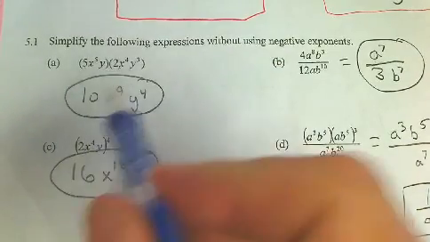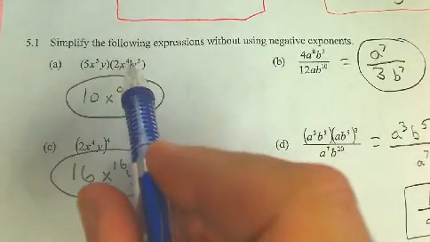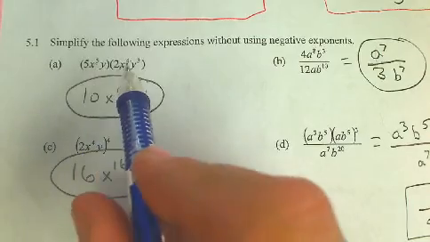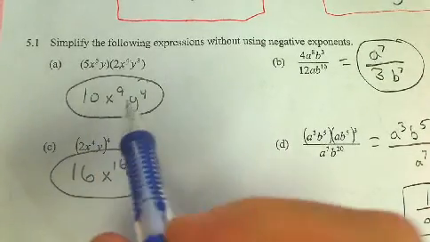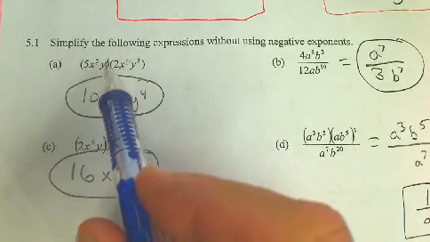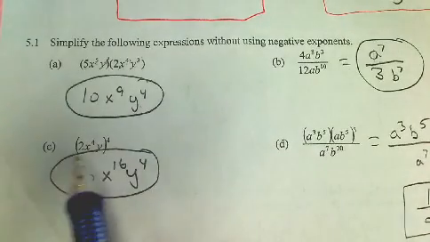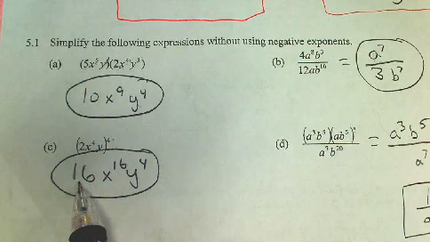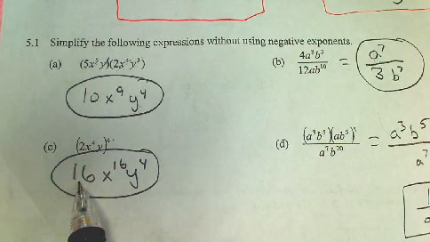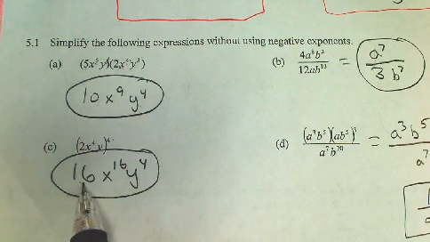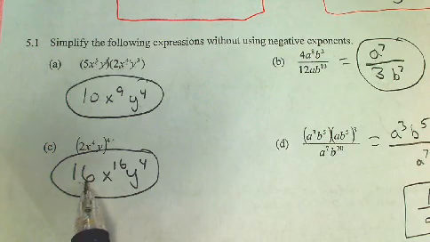Five times 2 is 10. X to the 5th times x to the 4th. The shortcut is just adding the exponents, so that's x to the 9th. Y to the 1st times y to the 3rd gives you y to the 4th. 2 to the 4th is 2 times 2, which is 4, times 2, which is 8, times 2, which is 16. That's how I got the 16.